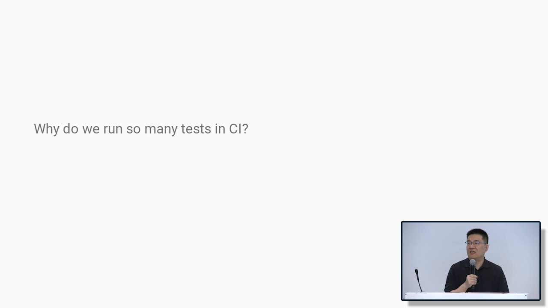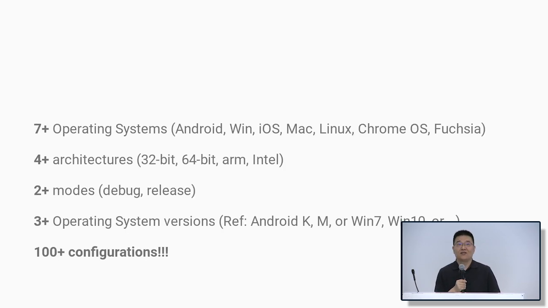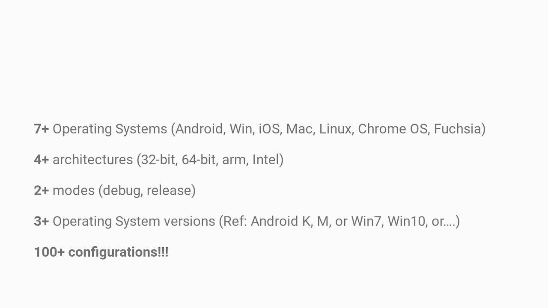Why do we run so many tests on CI? So you may be thinking, why are we running so many tests? So let's do this. We have 7+ operating systems, Android, Windows, iOS, Mac, Linux, and so on, and 4+ architectures, so 32-bit, 64-bit, x86, and 2+ modes, a debug build or a release build, and 3+ operating system versions, like I mentioned before. Each OS has a different kind of version. So the total combination will be 100+ configurations.